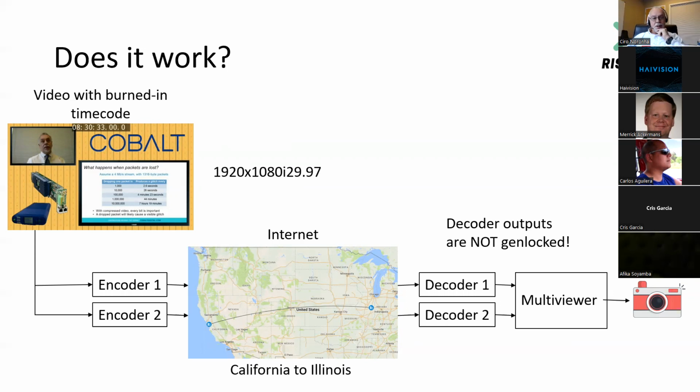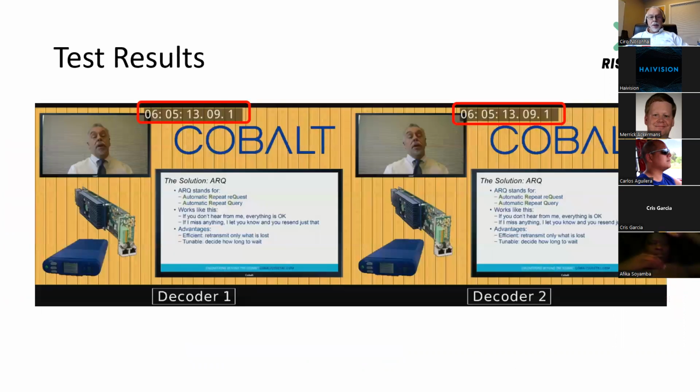There's a recording of this on YouTube, but we took video with burned-in time code. We feed that to the encoder. It's the same video, but we're going to send that over the internet from California to Illinois to 2 decoders, and we throw them in a multi-viewer that has video capture capability. And the decoder outputs are shown up. So then you can compare the time code. And look at that. This is an actual capture from the multi-viewer.